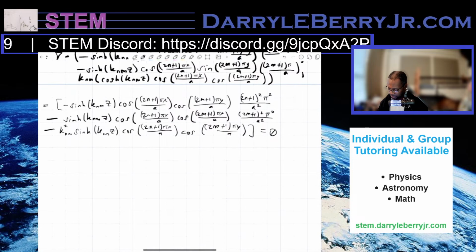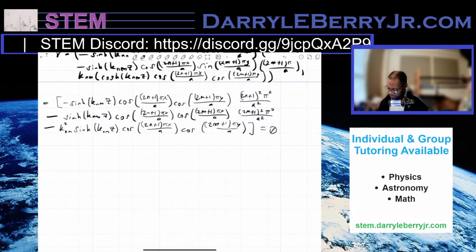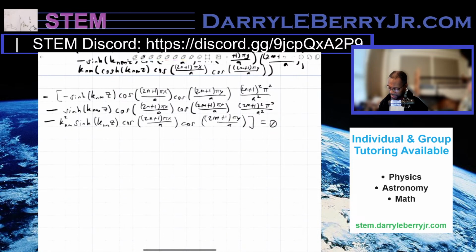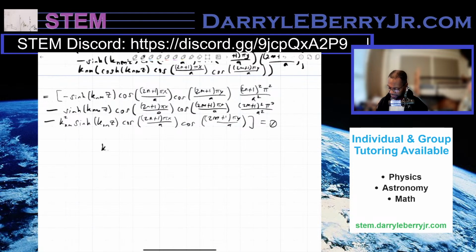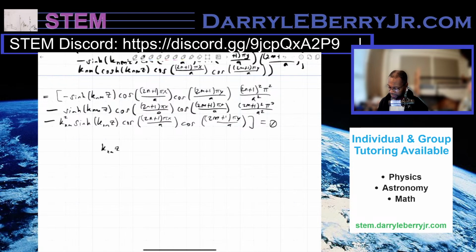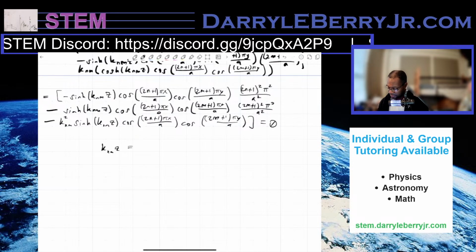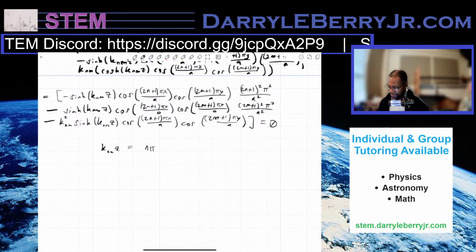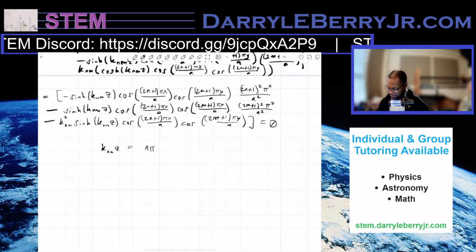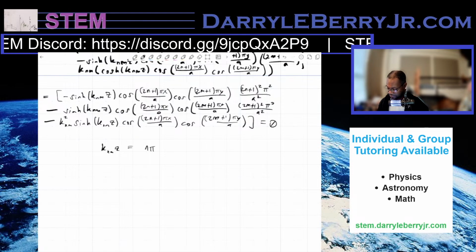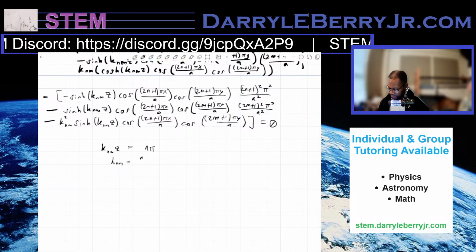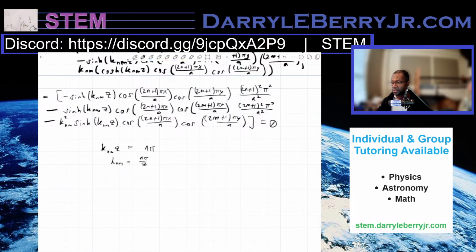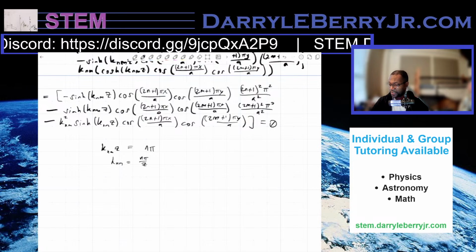Okay, so each of these things are multiplied with a sine. So if K_nm z equals n pi, so K_nm equals n pi over z. That's not what the book has.